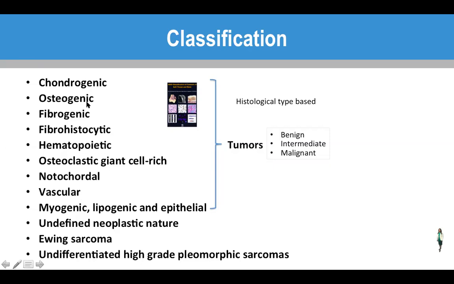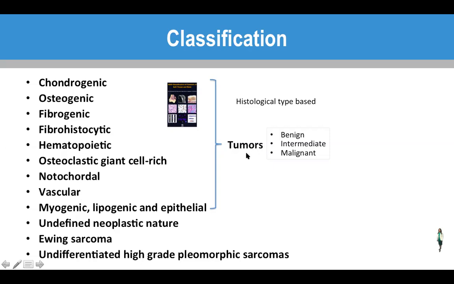Osteogenic, they're producing bone. Fibrogenic, producing fibers. And it's along the same line. Over here, the same logic. And the Ewing sarcoma has its own category.